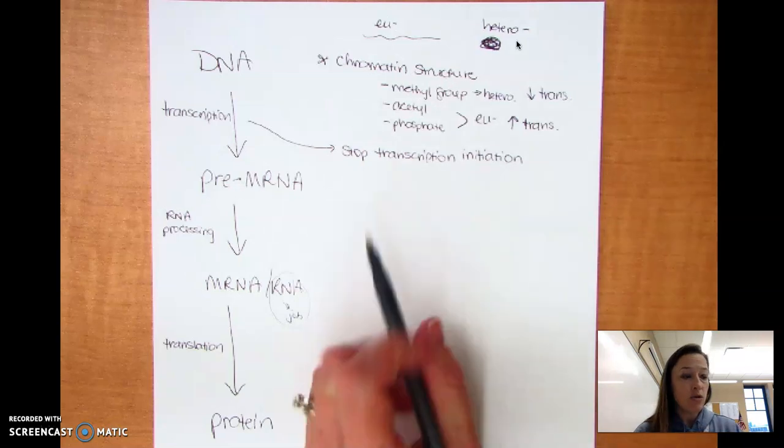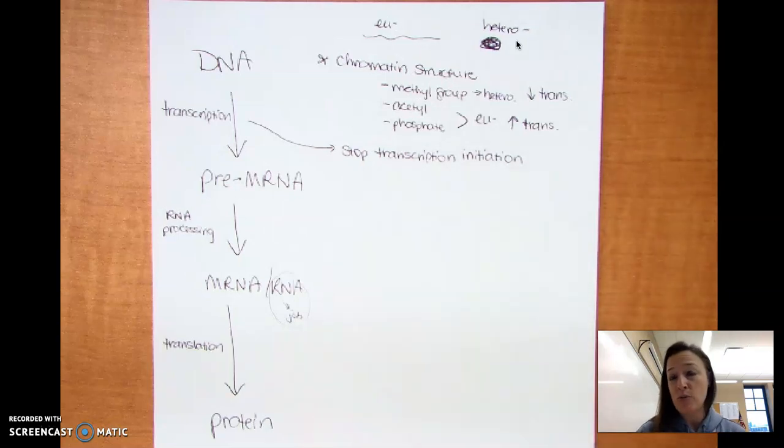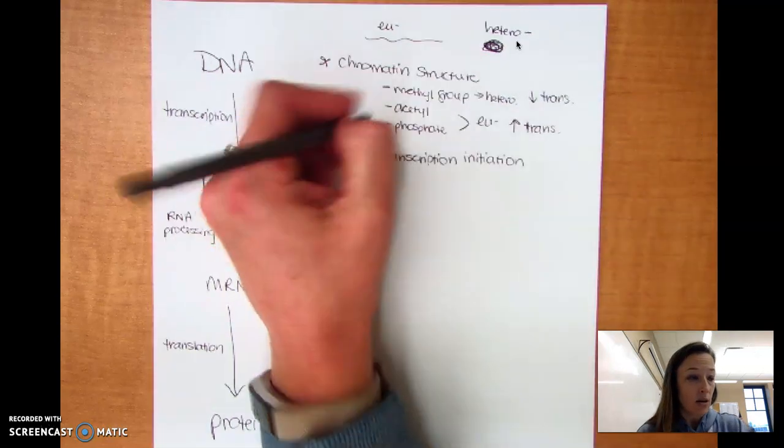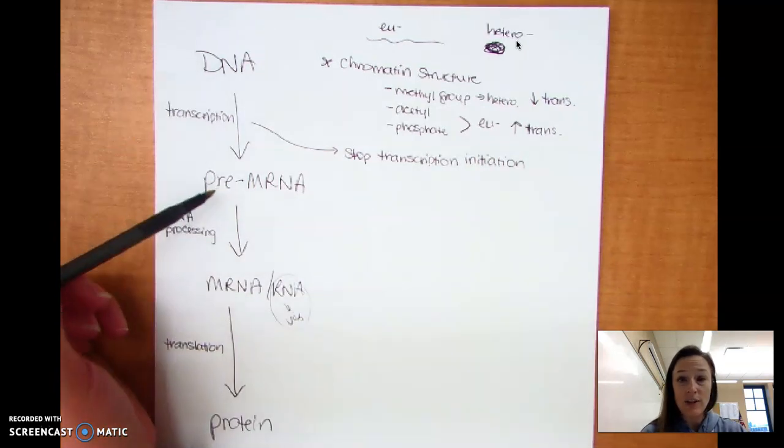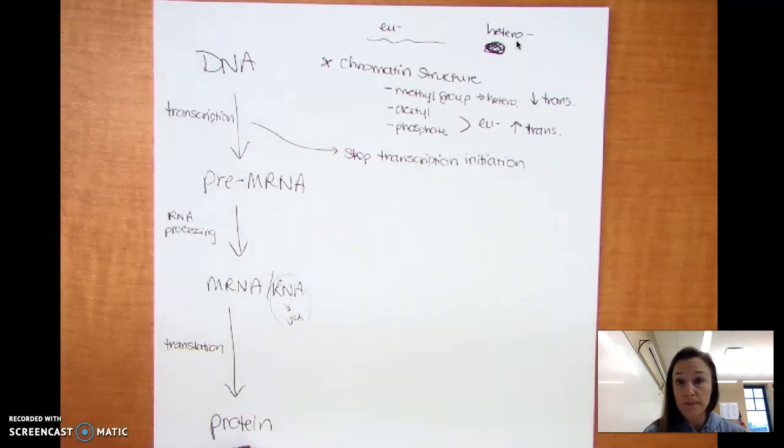So if we don't want transcription to happen, we don't make the transcription factors, or we don't make the activators, or we don't let the DNA bending protein bind to the DNA and bend it, or we don't let those mediator proteins be there. There are multiple ways we can stop transcription. And if we stop transcription, we never get our RNA, we never get our protein.